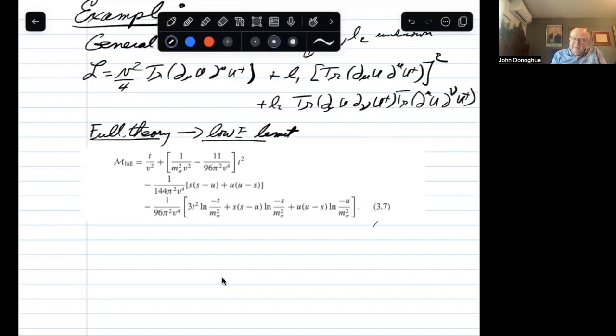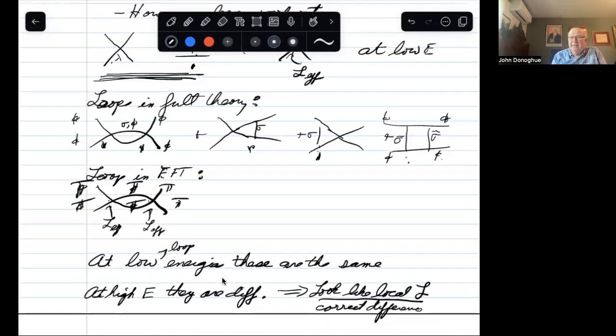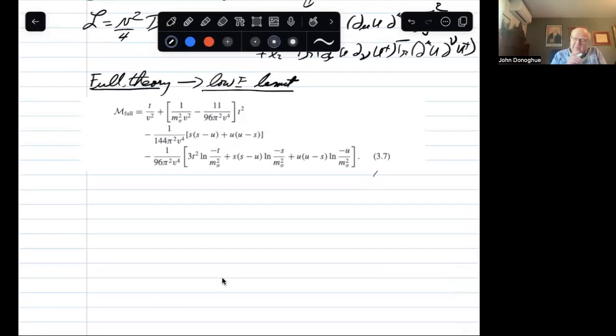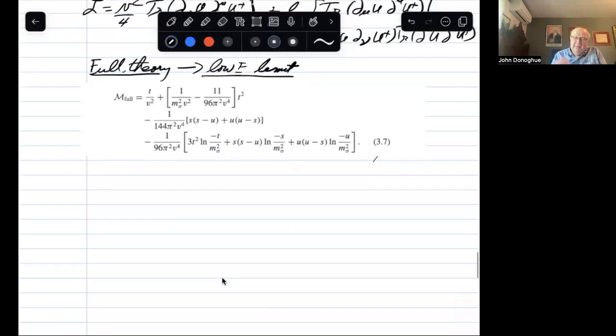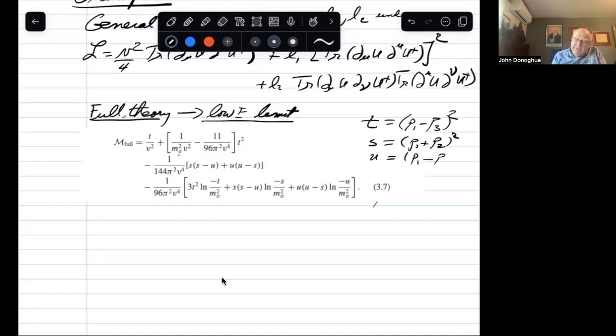Okay, this is actually a very painful calculation. The reason is that it involves this box diagram, and if you've ever calculated a box diagram, you know that they're incredibly messy. Anyhow, that's a painful calculation, but there it is. That's the answer. And the various features you see are suppressed terms with power laws. So there's this 1 over T. T is (P1 minus P3) squared. S is (P1 plus P2) squared. And U is (P1 minus P4) squared.